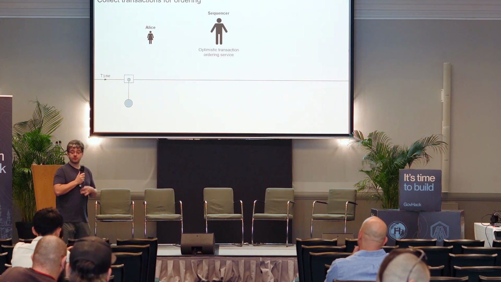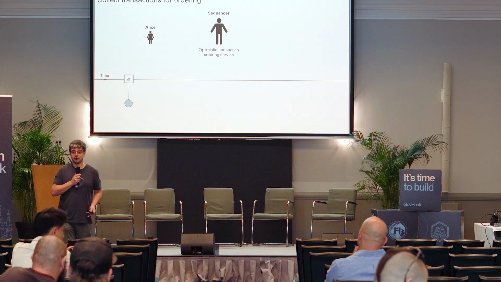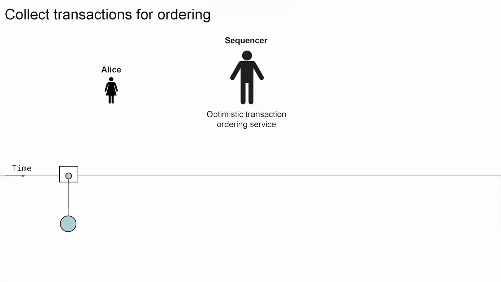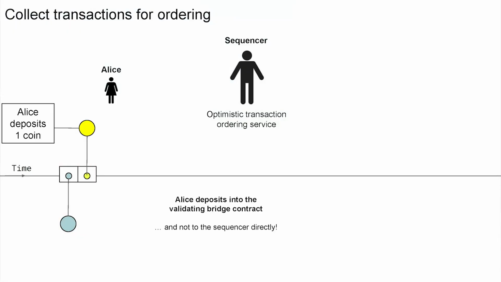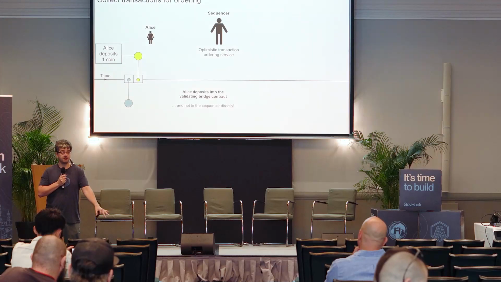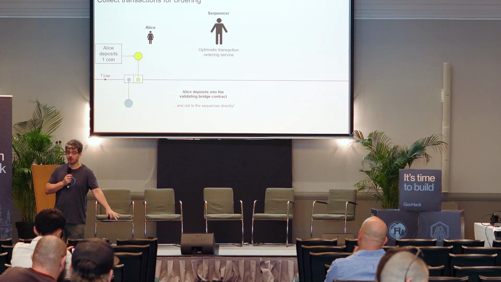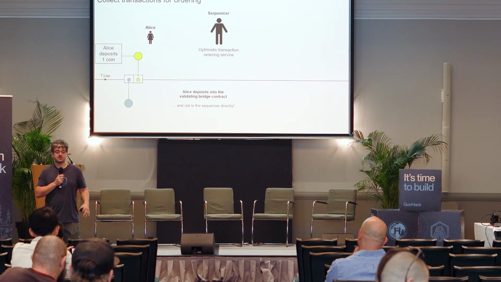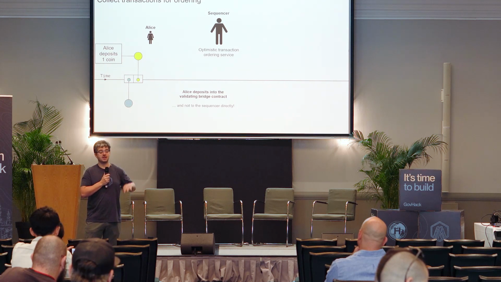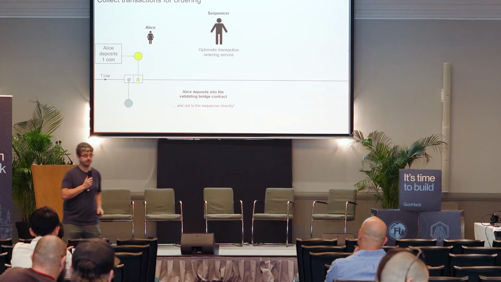So let's go through step by step what this interaction looks like. We have Alice, we have the sequencer, and Alice wants to join the system. So Alice will get 1 coin deposited on the bridge that lives on Ethereum. She'll deposit her coin on the smart contract. Then within a few minutes, it will pop up on the rollup, and she'll have 1 coin on Arbitrum.